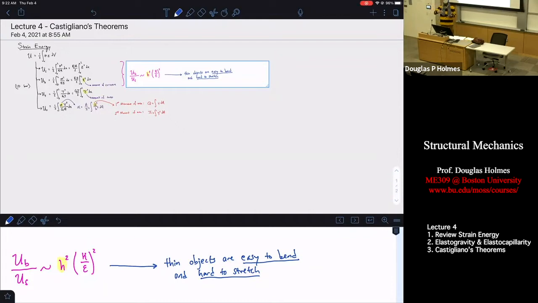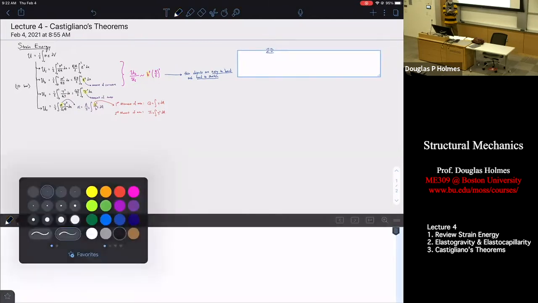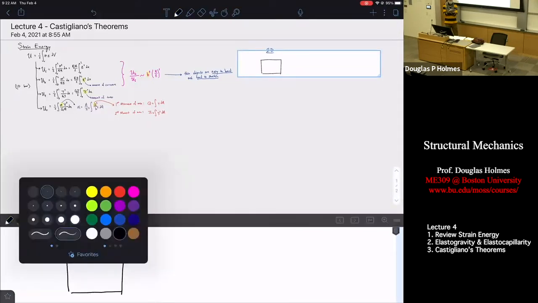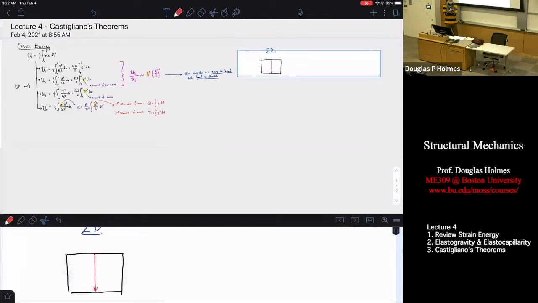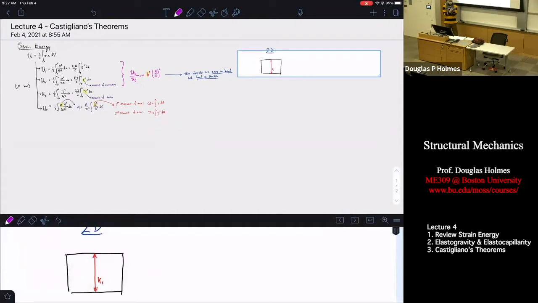In 2D, so instead of a beam, we think of a plate, or 2D with curvature, so a shell. What we learned is that you can measure the curvature in the two principal directions of your object. Call it kappa 1 and kappa 2.